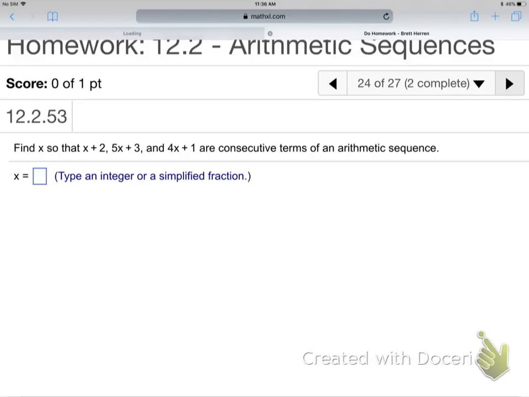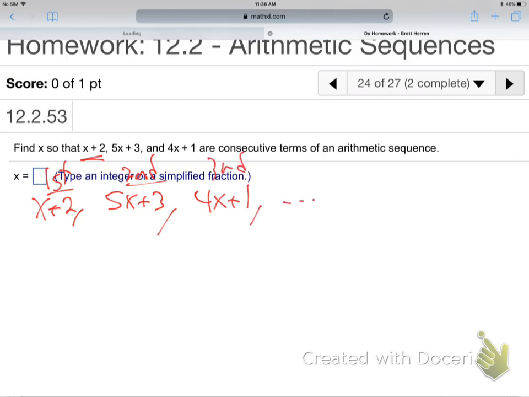Okay, so they're basically saying x plus 2 is the first one. 5x plus 3 is the second, so it's the first, the second, they're just doing it with an x. And 4x plus 1, that's the third term, and on they go. It's an arithmetic sequence, find x. Now that's really different. Why are they doing this x stuff, and how can I find x?